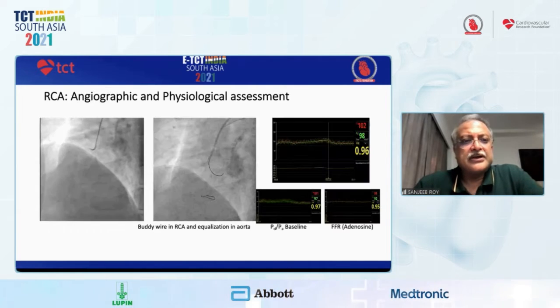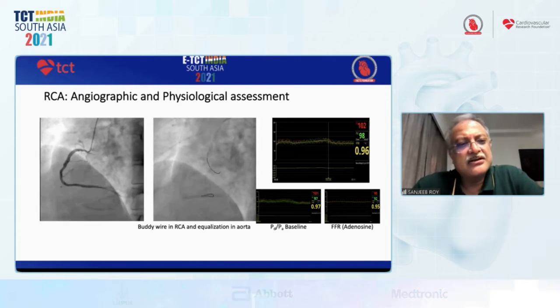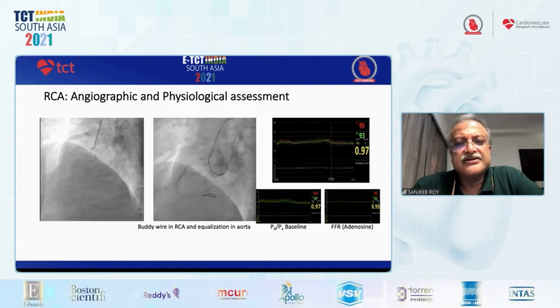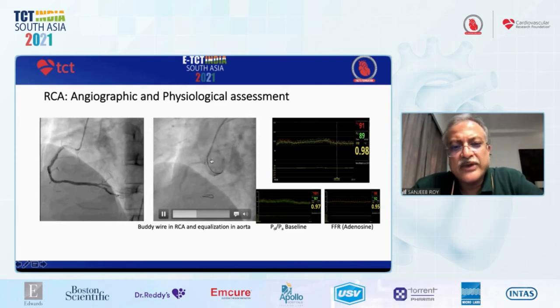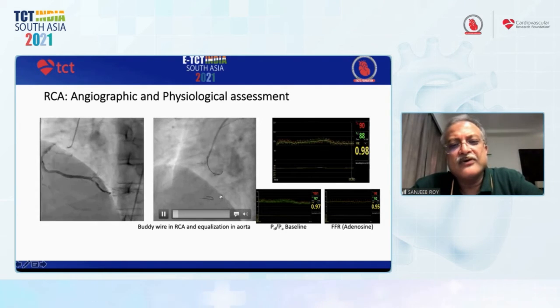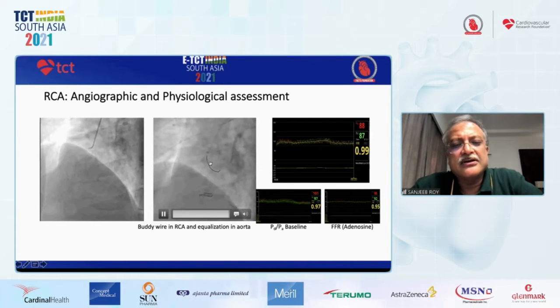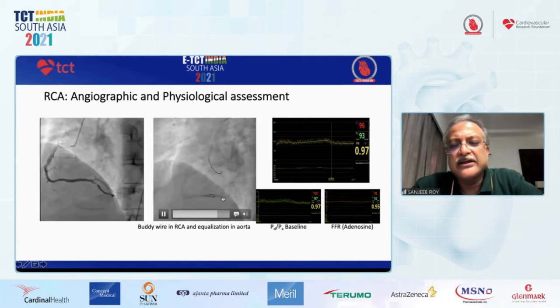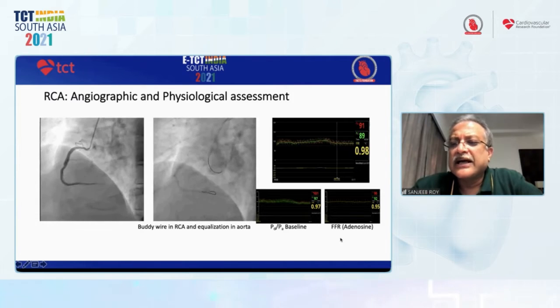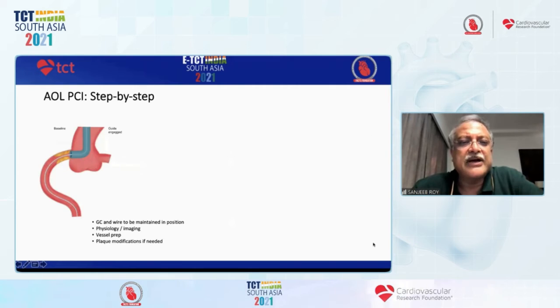So he also had a right ostial lesion. And again, for the right ostial lesion, my guide was not very steady and helpful in this case. So I used a buddy wire in the main vessel and used the FFR wire to equalize in the aorta. Subsequently, I wired the RCA with the FFR wire. And here the FFR in the RCA was negative, so it was left on medical management.